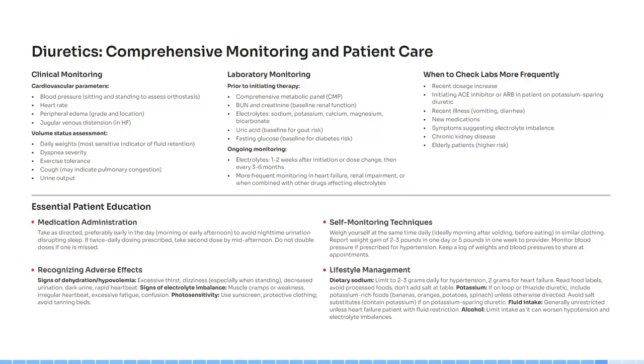1 week. They need to be monitoring their blood pressure at home if it's prescribed for hypertension, and they need to keep a log of their weights and their blood pressures to share with you at their appointments. And dietary sodium should be limited to 2 to 3 grams daily if they have hypertension, 2 grams for heart failure. Talk to them about reading food labels, avoiding processed foods, and not adding salt to their food.